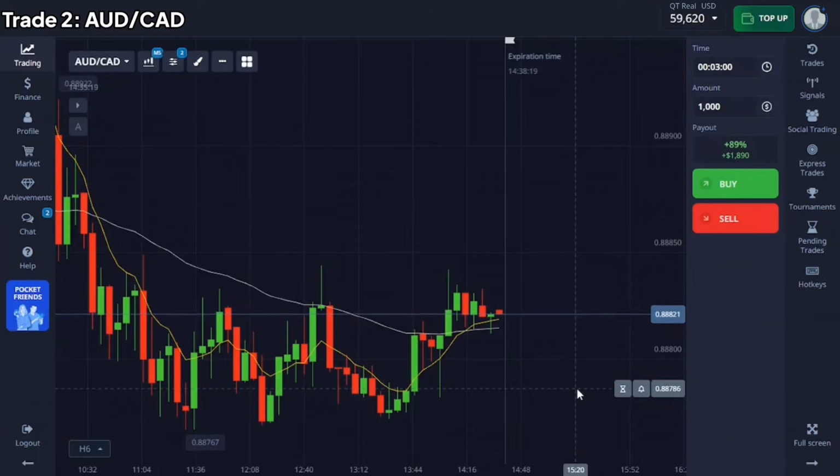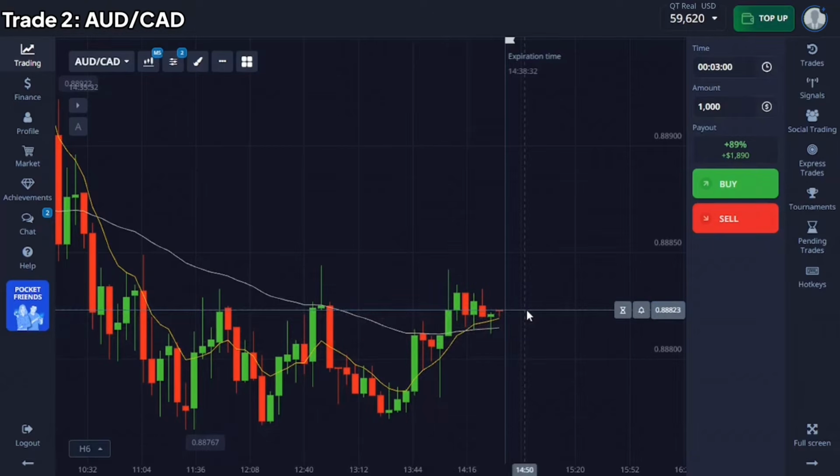Literally in no time, I found a nice little setup right here on AudCAD. You'll notice that we're on the 5-minute time frame and price is looking like it's starting to reverse here. Okay, the 8 EMA has crossed above the 50 EMA and price is going to start moving up here. So what I'm going to do is hop over to the 1-minute time frame to look for some buy entries.